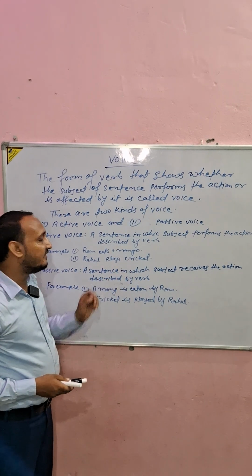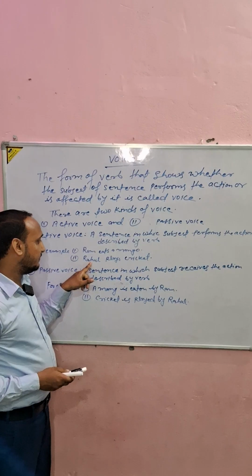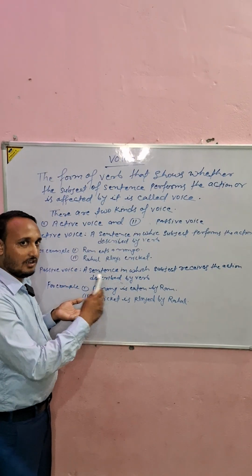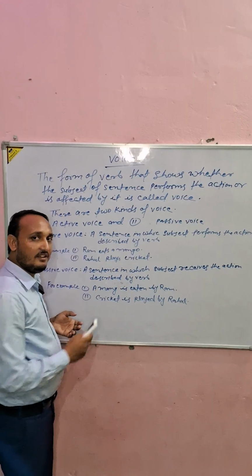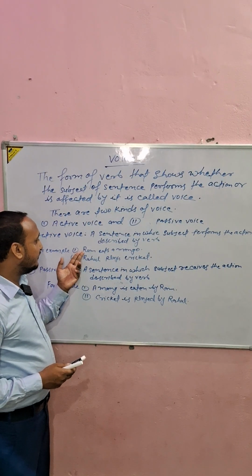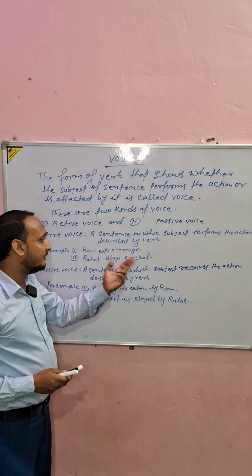Rahul plays cricket. Here the subject of this sentence is Rahul, and Rahul is performing the action of playing cricket. So we can say very simply, Ram is the doer, Rahul is the doer, so both sentences are in active voice.